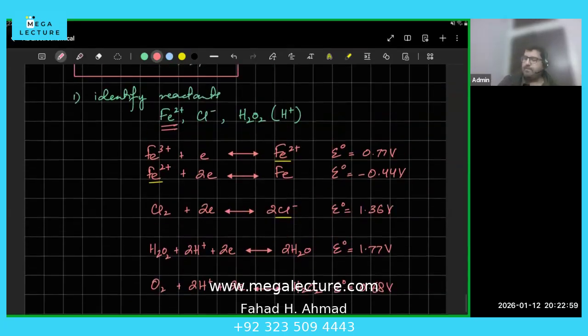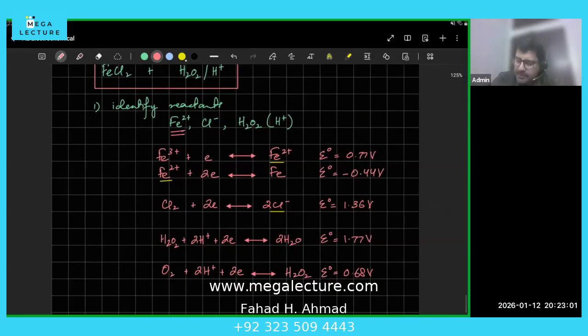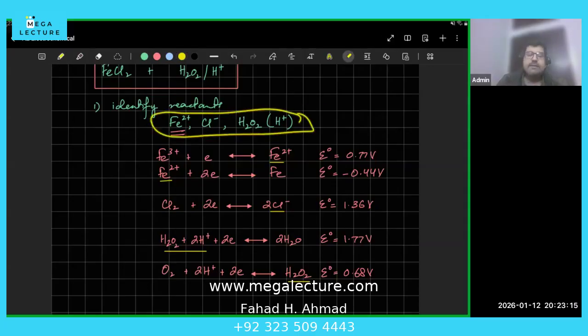Now it's simple. Remember, I'm going to identify my reactants, right? These. So I'm basically trying to figure out what's going to happen to the ones that I've underlined, because these were my reactants. Something has to happen to them. If a fourth thing comes in, I'm just going to ignore that. So who gains electrons? The one that has the highest potential.